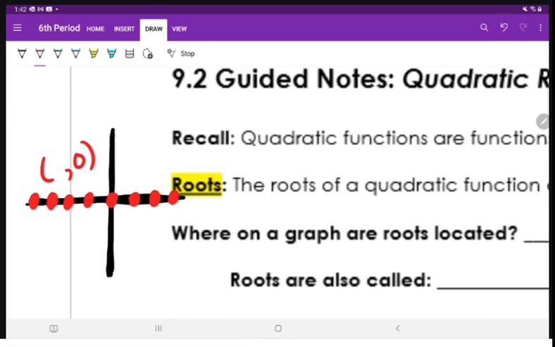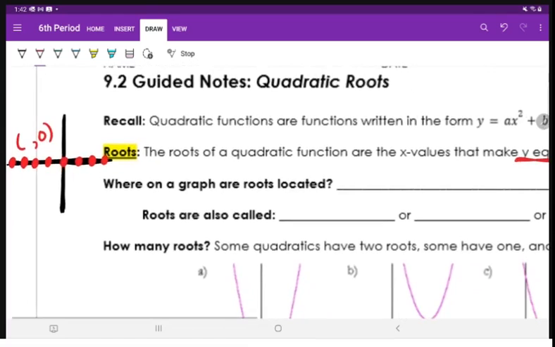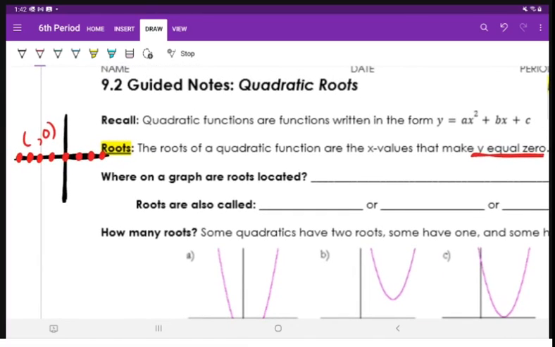What do all of these points have in common? Where are they located? On the x-axis. See, you guys can figure this stuff out. Roots are always located on the x-axis, and this belongs in your notes.